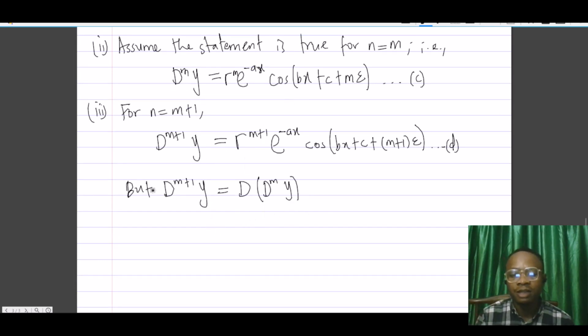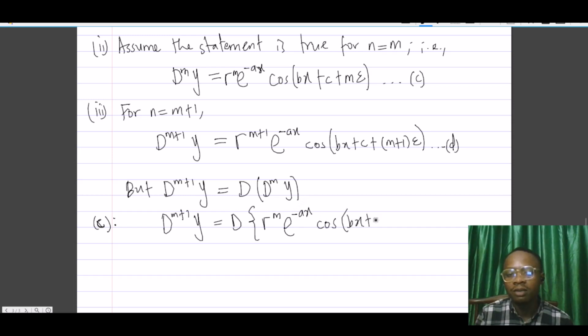So from equation C, it will follow that the m plus 1 derivative of y will be equal to the derivative of, so we substitute the mth derivative as provided for by equation C. That will be r to the power of m, then e to the power of minus ax, then cos of bx plus c plus m epsilon, then close the brackets right here. All right, so that is that.